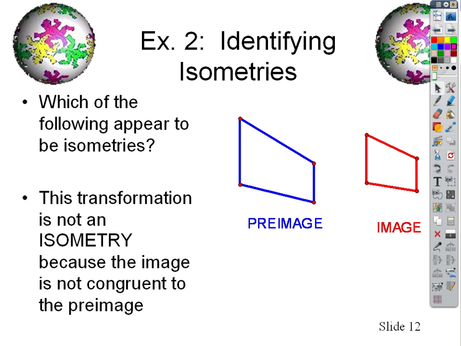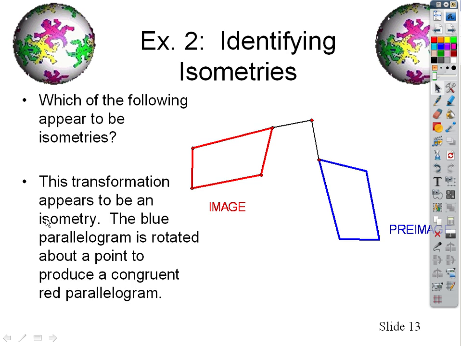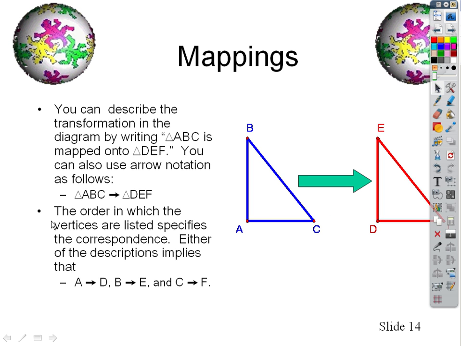Okay. What about that one? That looks good, doesn't it? What kind of isometry would that be? Rotation. Good. About the center, right there. Okay. And then that one. That looks good. What kind's that? Translation. Okay. Now, one other thing that's important to note here.